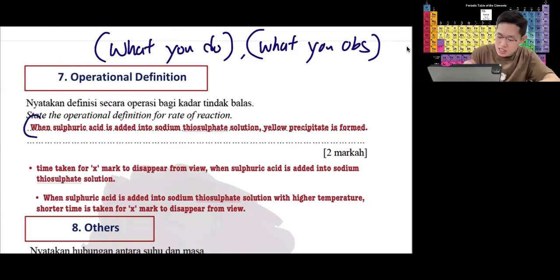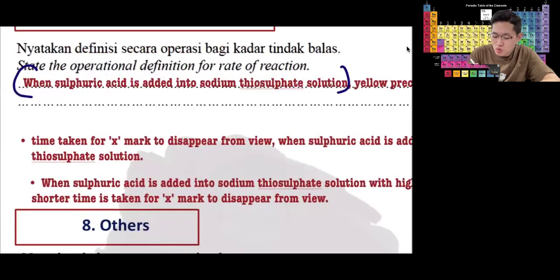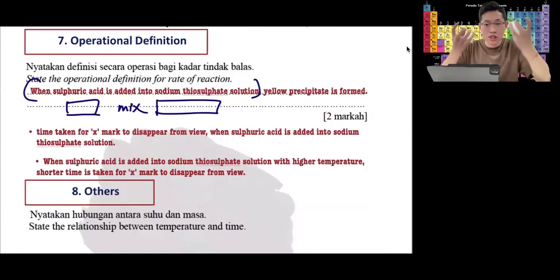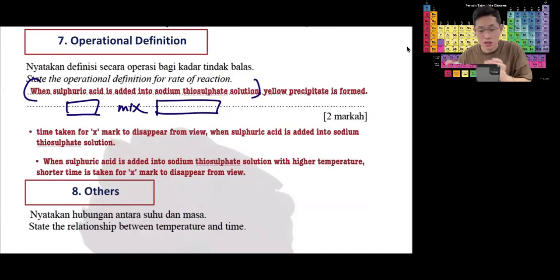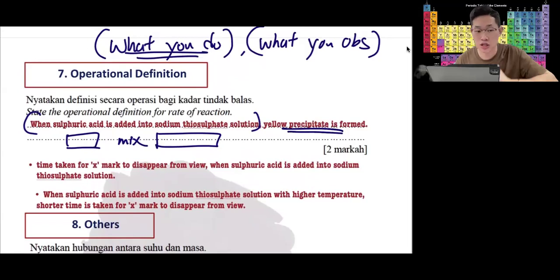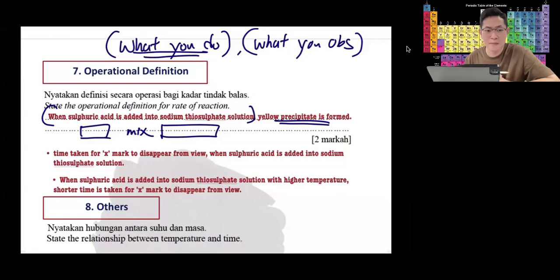So you can see the way I write what you do is I'm telling them which chemical I mix with which chemical. Then the observation, yellow precipitate is formed. This is the shortest and easiest answer already. If your teacher doesn't like this one, they might want the second type of answer.